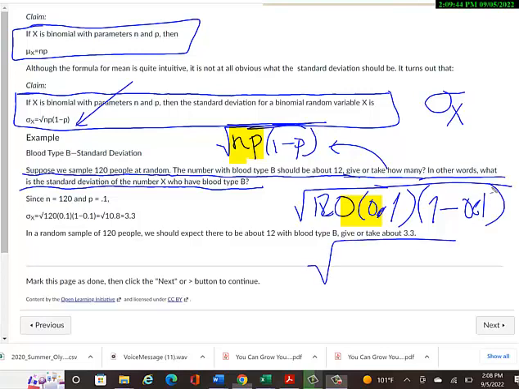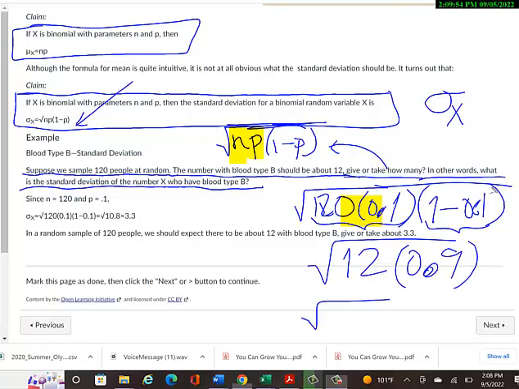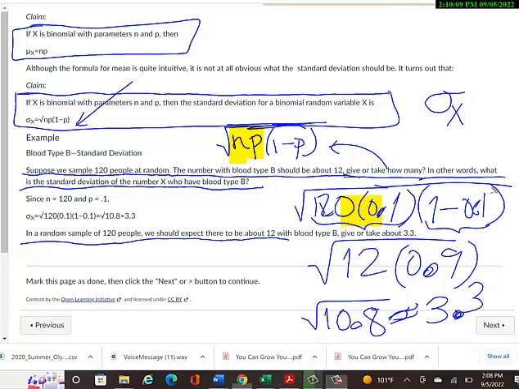120 times 0.1, these two together make 12, multiplied by 1 minus 0.1, which is 0.9. If I multiply those together, 12 times 0.9 is 10.8. I need to take that square root, and just use a calculator for that, or some web page that can do that calculation. It's about 3.3. So in a random sample of 120 people, we should expect that there would be 12 with blood type B, give or take about 3.3.